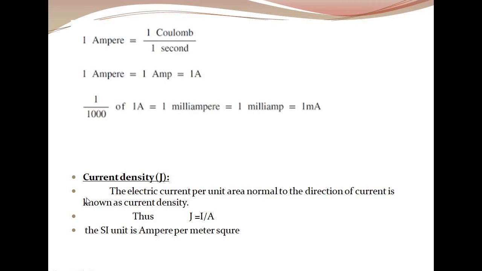Next is current density. What is the density of current? The electric current per unit area normal to the direction of current is known as current density. It can be written as J equals I by A, where I is the electric current and A is the area. The SI unit of current density is ampere per meter square.